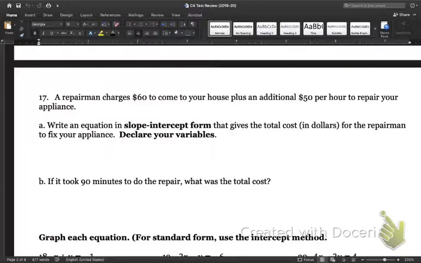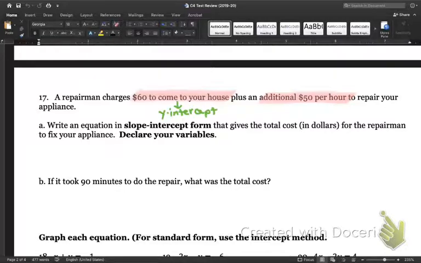Number 17, we have a repairman coming to the house for $60 and then an additional $50 per hour to repair the appliance. So no matter what or how long he works, he always pays this $60. And then we also have this hourly fee. Anytime we see the word per, that should be like slope, slope, slope. But first, let's talk about that 60. So no matter what, we have a flat fee of 60.